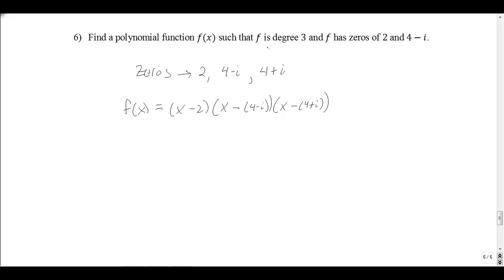It did not say that. It should say that. Otherwise, you don't need the 4 plus i. You could do something else, anything at all here, really. And you get a polynomial that works. It just might have complex coefficients if you pick something other than 4 plus i.